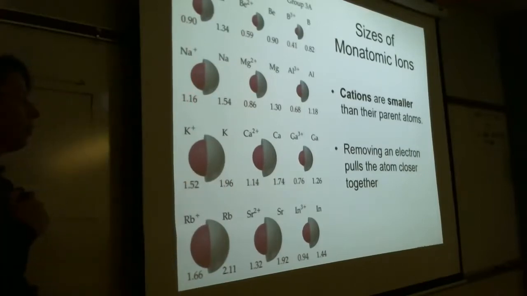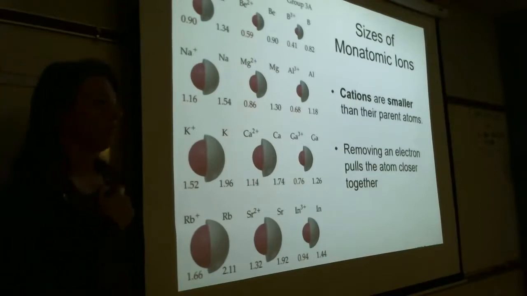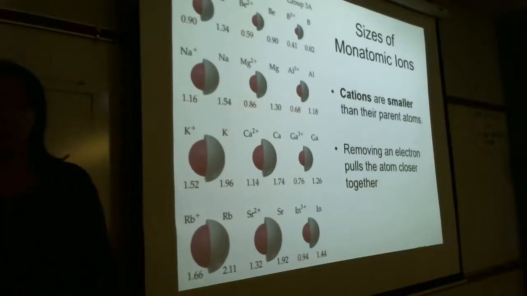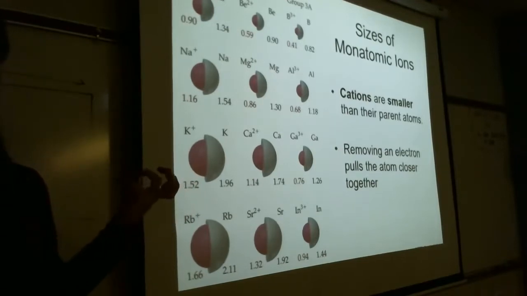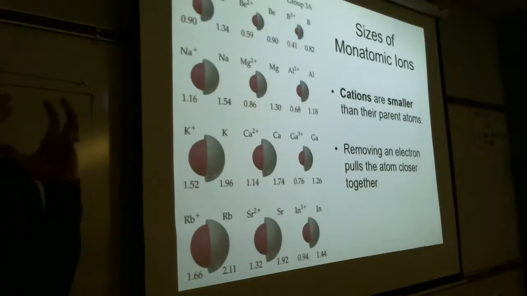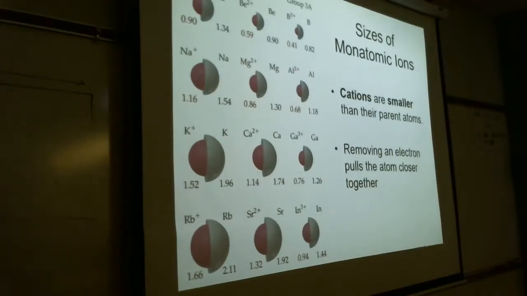Removing the electron pulls the atom closer together. If you want to think about it in terms of one fewer electron out there in the cloud, those repulsions are minimized and they can all get closer together. Does this make sense, that a cation would be smaller than its parent? If you lose 50 pounds, most people are smaller than when they had the 50 pounds.